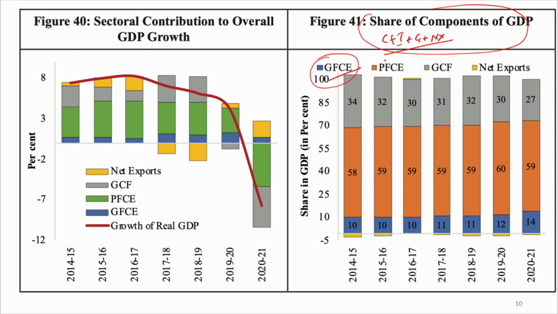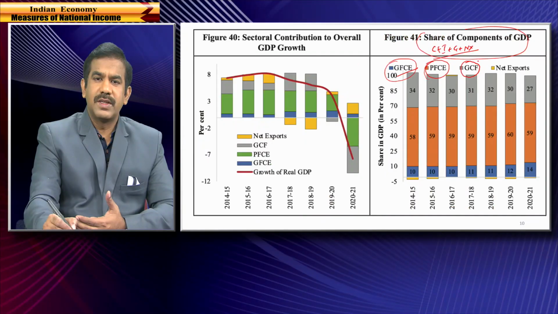PFCE stands for personal or private final consumption expenditure, meaning the consumption expenditure of the households. So rather than C, we refer to it as PFCE. And GCF stands for gross capital formation. Gross capital formation means the money that people have spent in a year that results in various capital assets like land, buildings, the money spent on construction of a factory, the money spent on building a machine. All such investment expenditure, which results in the creation of capital assets, is what we call gross capital formation.